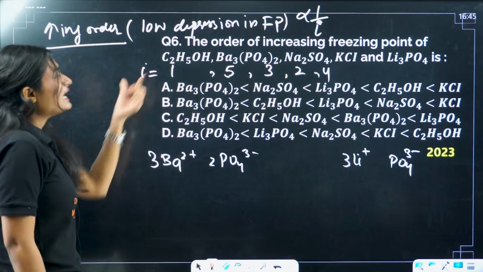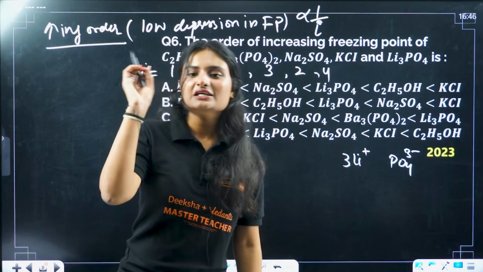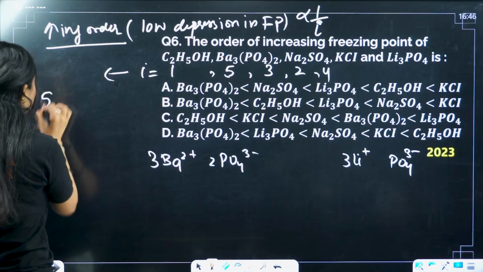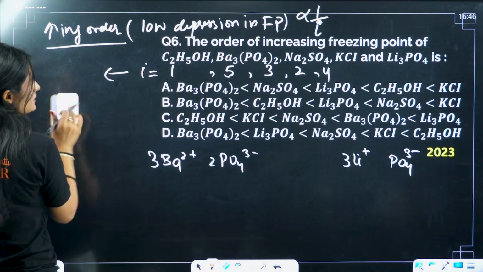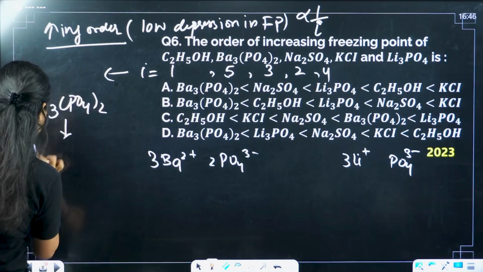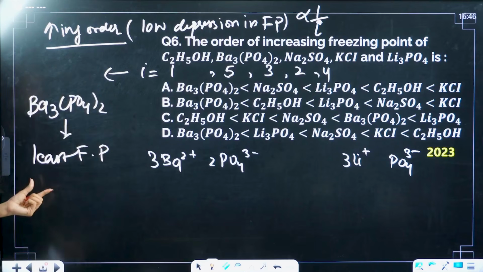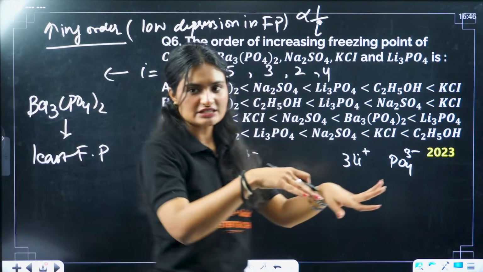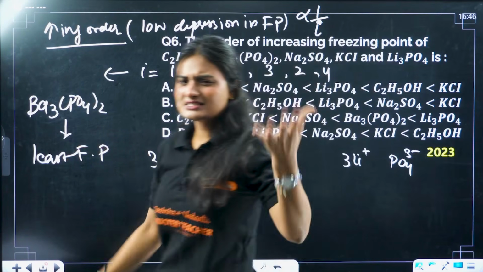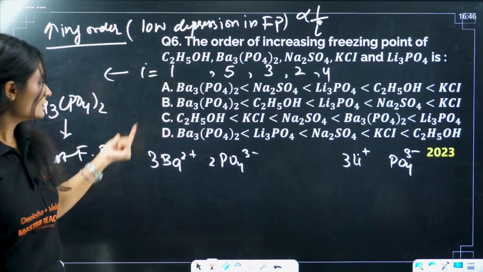Okay, highest I value is of what? This one, 5, right? So that means this will have the least freezing point. Sorry, I said boiling point, it is the least freezing point. And we are looking for the increasing order of freezing point, least to highest value. You know that -10 is smaller than -2, okay. So this will have the least one.